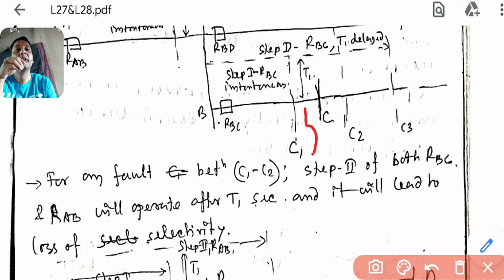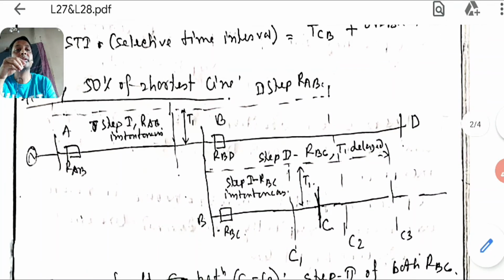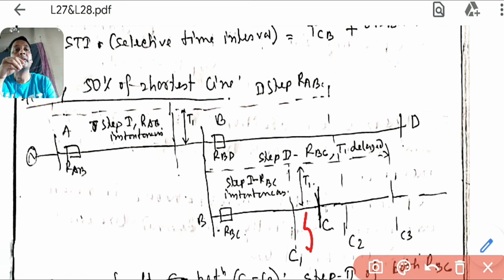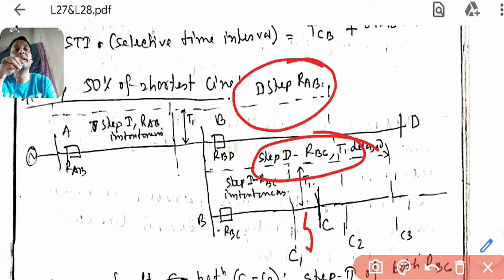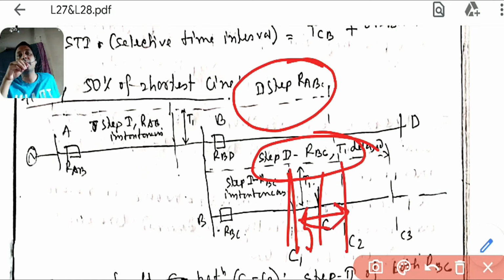So any fault between C1 and C2, if there is a fault here, then this second step is also occurring and it is coming under the second step of the first relay also. Here you can see, if it is here, this is in the second step of this and also in the second step of this, from here to C1, C2. Any fault between these two, there will be a major problem of selectivity. There will be an issue of selectivity.